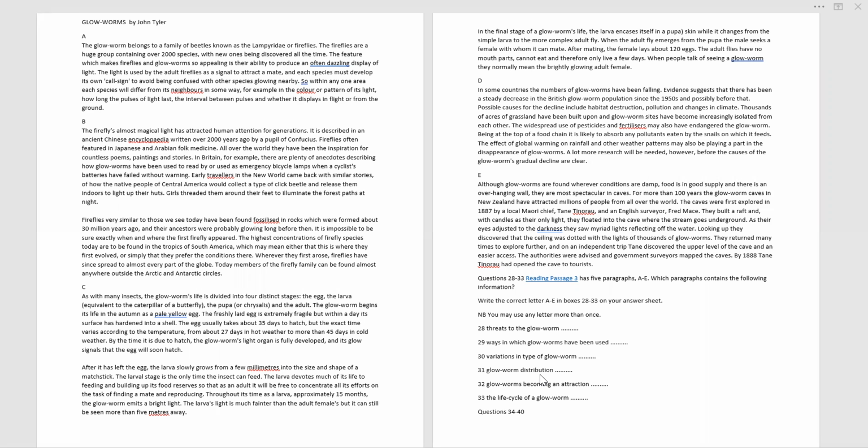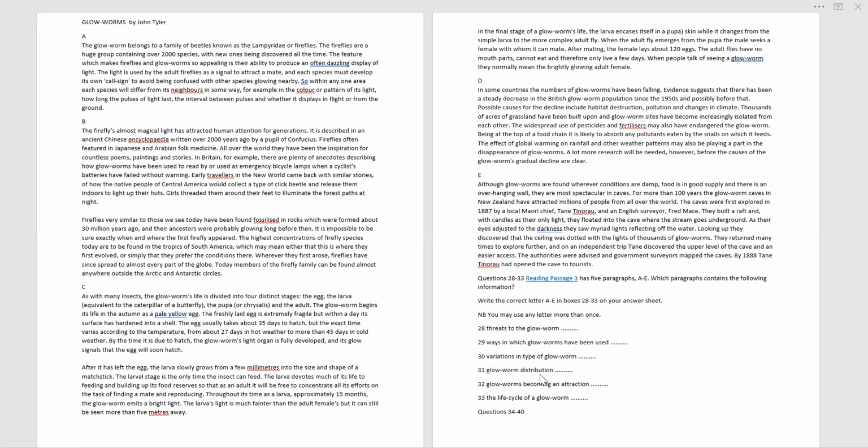In Britain, for example, there are plenty of anecdotes describing how glow worms have been used as emergency bicycle lamps. Early travelers in the New World came back with similar stories, how the native people of Central America collected a type of click beetle, and then girls threaded them around their feet to illuminate the forest path at night. So glow worm distribution in the world: they're talking about the Chinese encyclopedia from years back, the Japanese poems, Arabian folk medicines, and then Britain's anecdotes. And then there is another example, Central America's one. So glow worm distribution worldwide, right? That's what they're talking about in there.